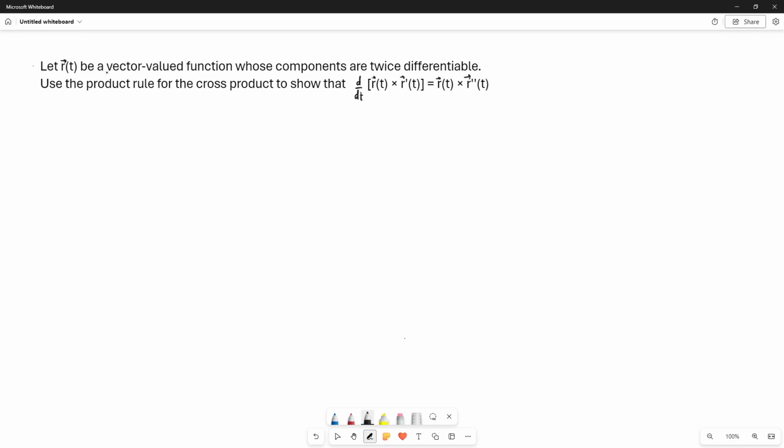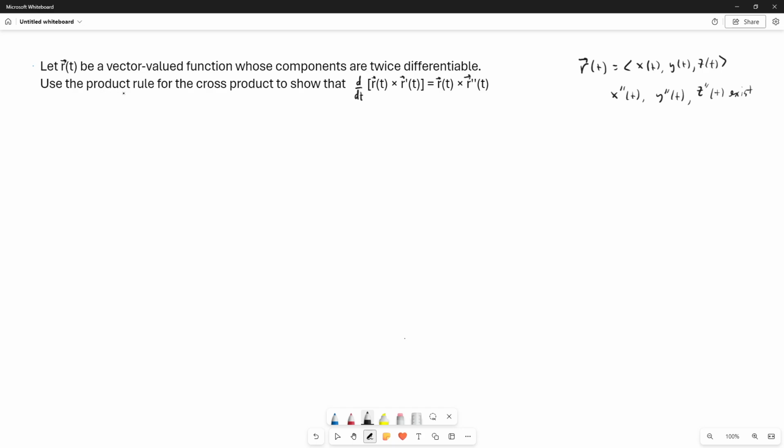Let r of t be a vector-valued function which is twice differentiable, meaning that each of the components is two times differentiable. So r of t is x of t, y of t, z of t, and twice differentiable means that x double prime, y double prime, and z double prime all exist. So you can take the derivative twice.